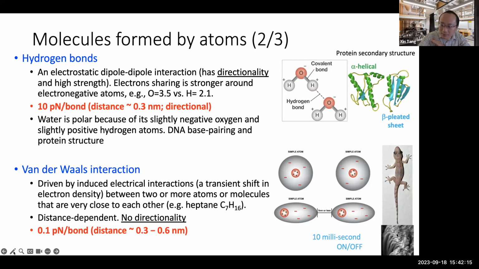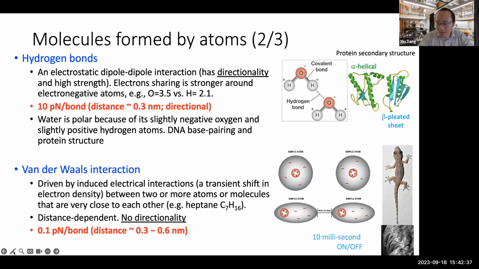So there are many small forces added together. They all add together to give a force summary. That summary can let the gecko sustain its weight. Okay. Based on this, in fact, there are several things we can appreciate.